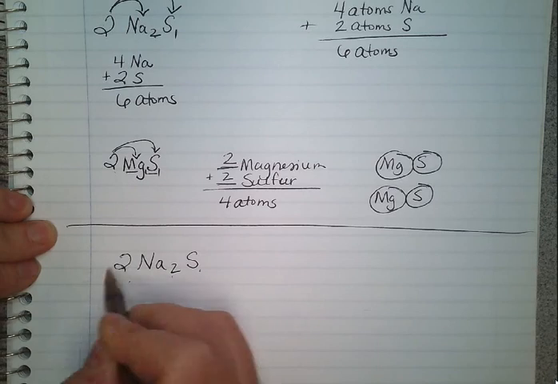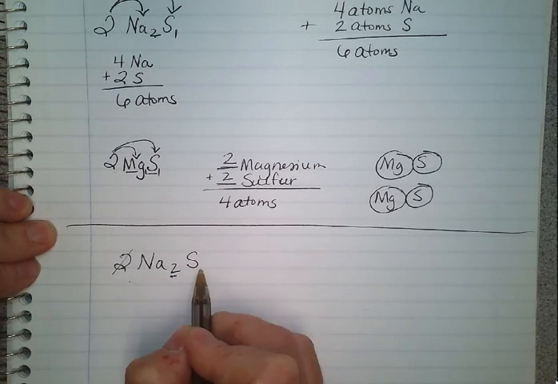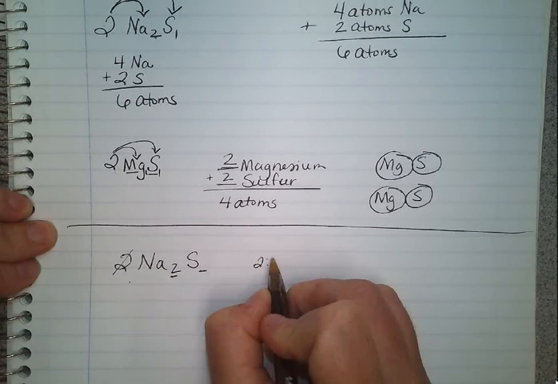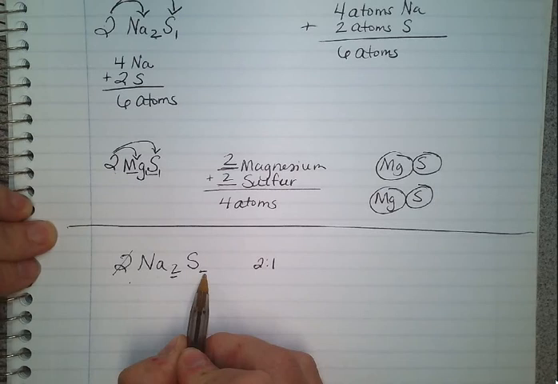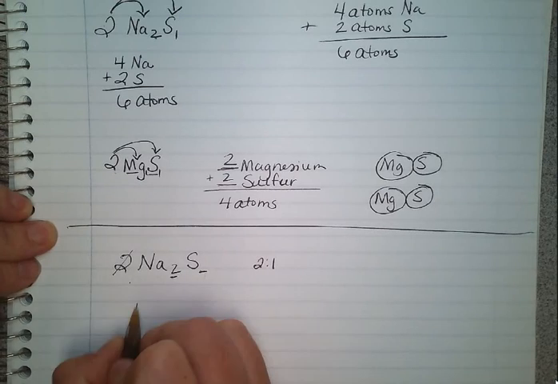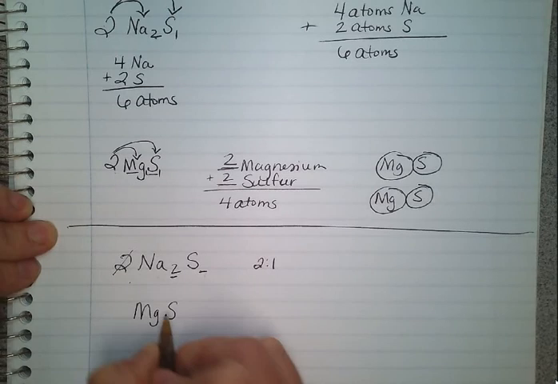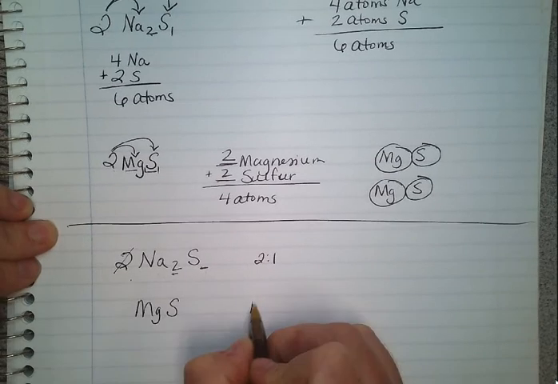Your ratio comes from this number and this number. This is a 2-to-1 ratio because every time I add a molecule, I'm adding a 2-to-1 ratio of sodium to sulfur. It's 2 sodiums to 1 sulfur every single time. Let's look at our magnesium sulfide. This is a 1-to-1 ratio, because I always have one magnesium bonded to one sulfur.